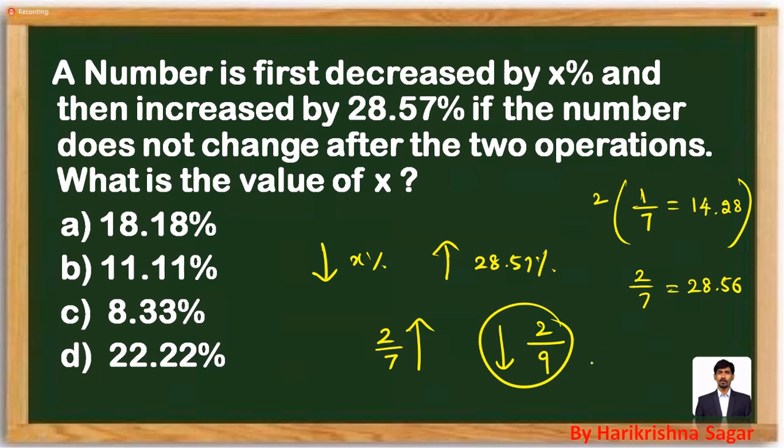What is 2 by 9? 1 by 9 will be 11.11. 2 by 9 will be 22.22 percentage, which is available as option D. You can mark it as an answer choice. I hope you are able to get the point. Very simple thing, but you should have an idea of that so that you are able to make the answer.